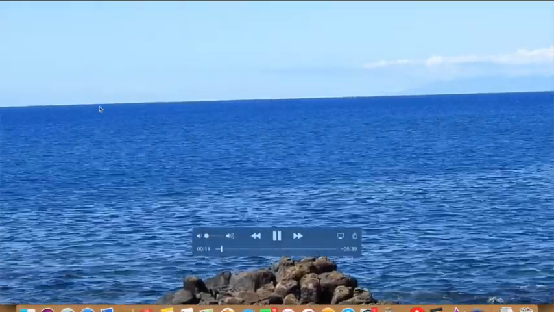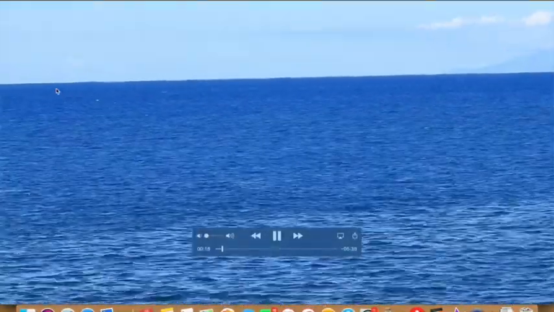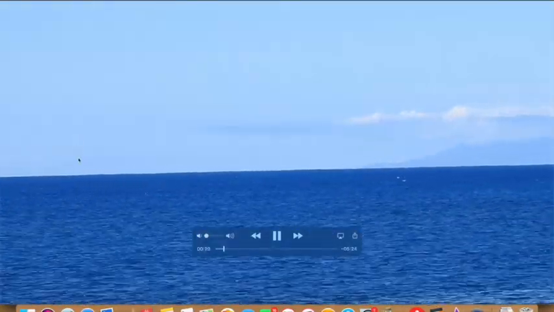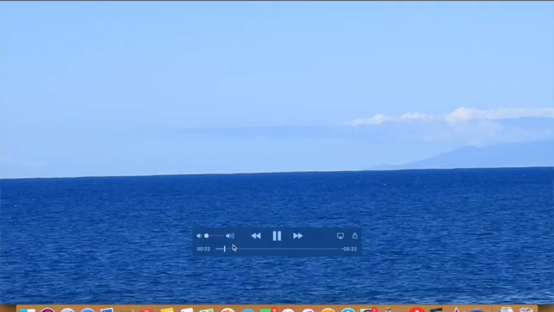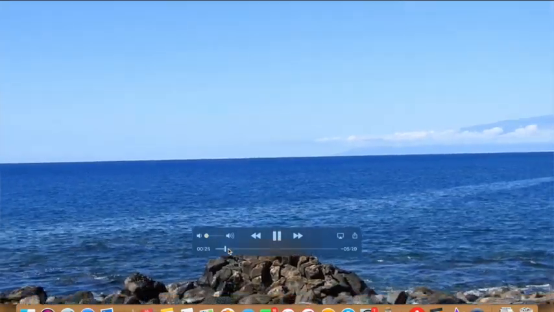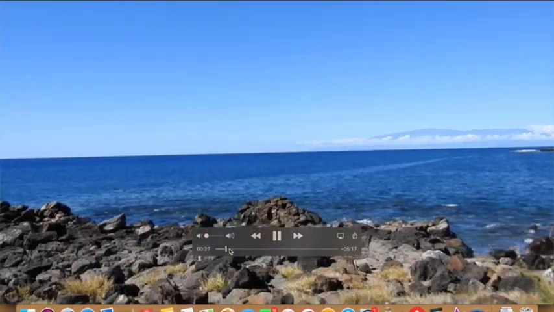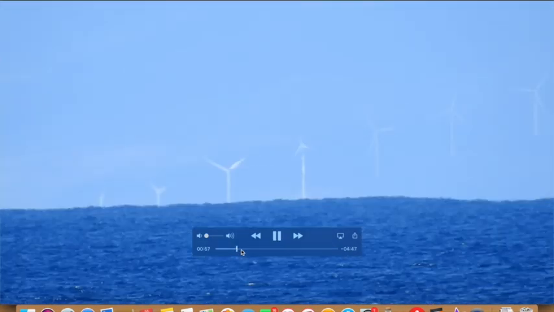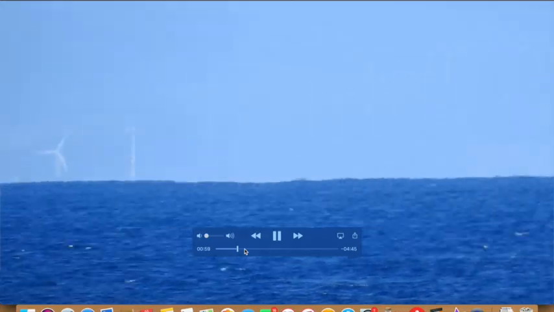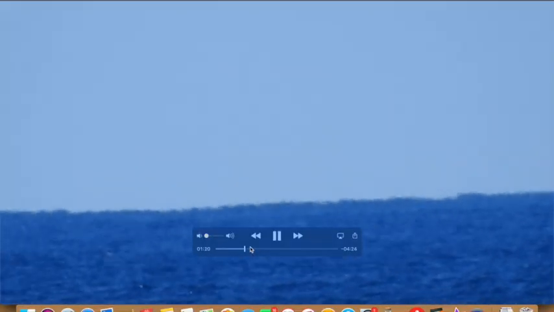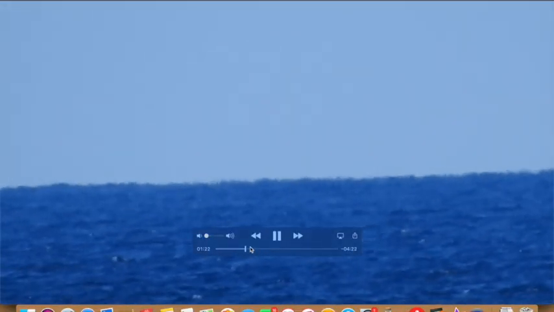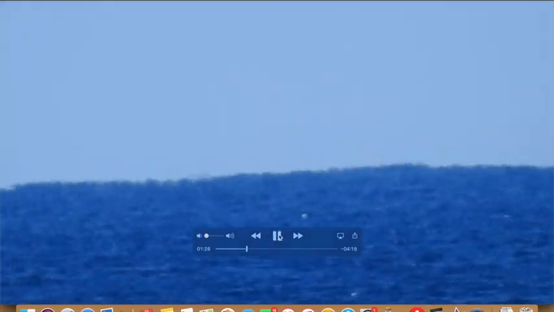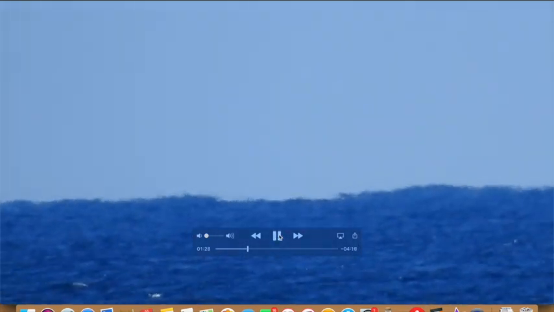We're looking towards Lanai and Kaho'olawe here. Skip along a little bit, guys. Don't want to waste too much time. Okay, there's Mount Maui, some windmills, some are sticking out of the water. Now I'm looking towards Lanai and Kaho'olawe.